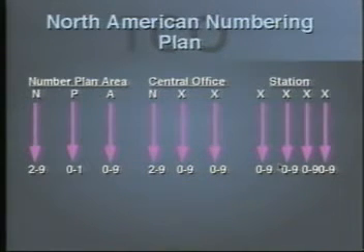And lastly, our station code, or that unique code to the individual telephone or piece of equipment we're dealing with, are all 0 through 9s. Now that provides us with a lot of potential combinations, but there is a problem. And the problem is that we have run out of area codes.